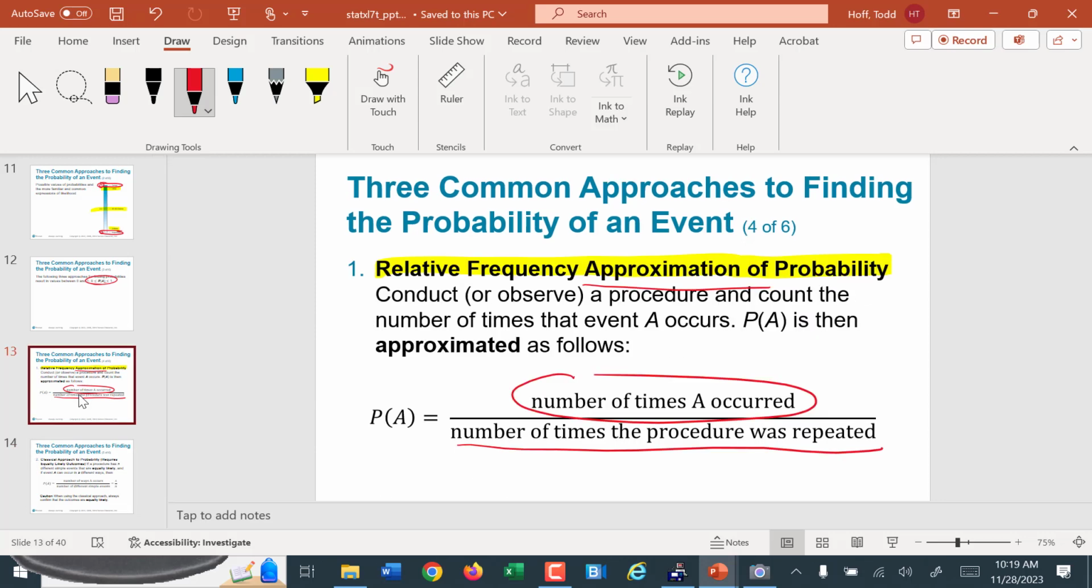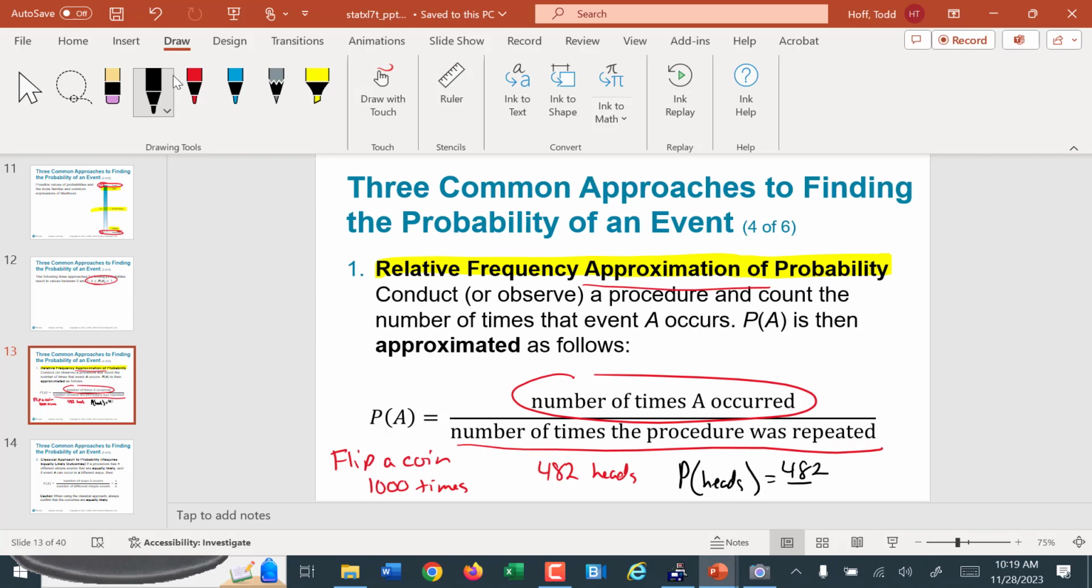An example here might be flipping a coin. If we flip a coin 1,000 times and we get 482 heads, our probability of getting heads, the relative frequency probability, would be 482 out of 1,000.